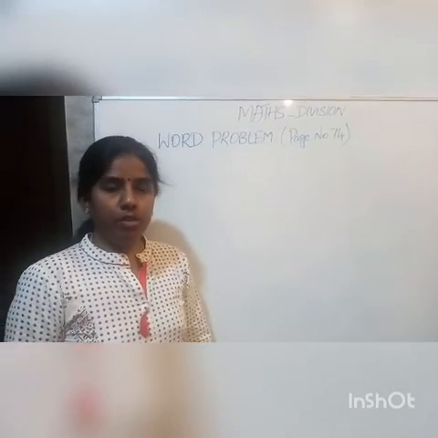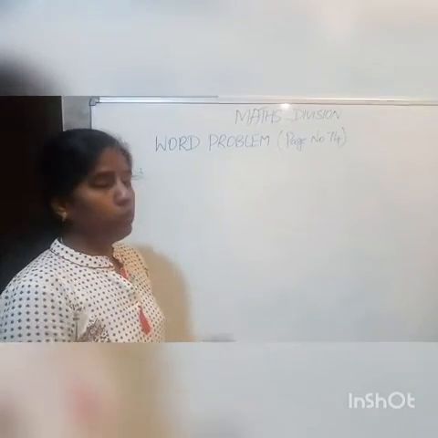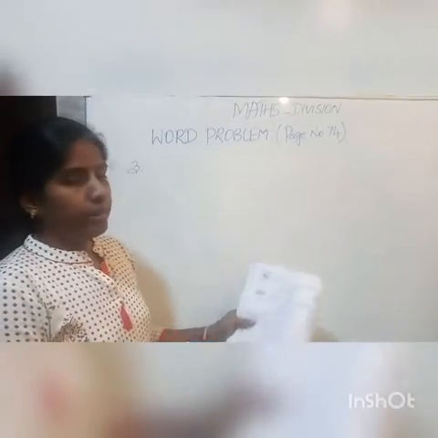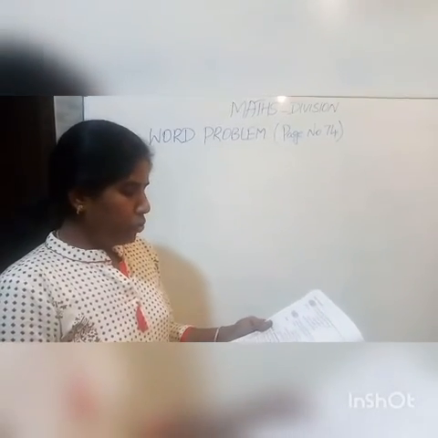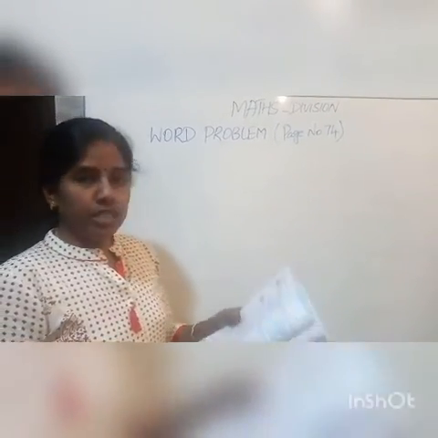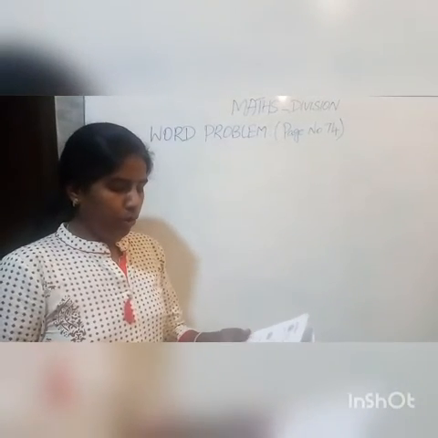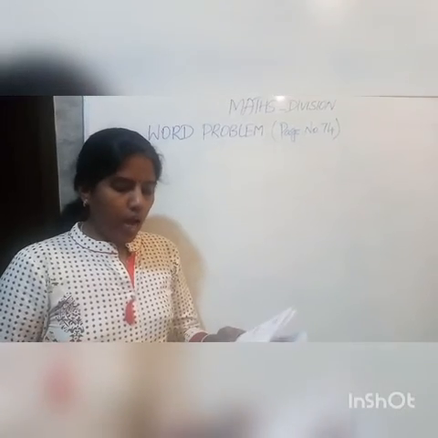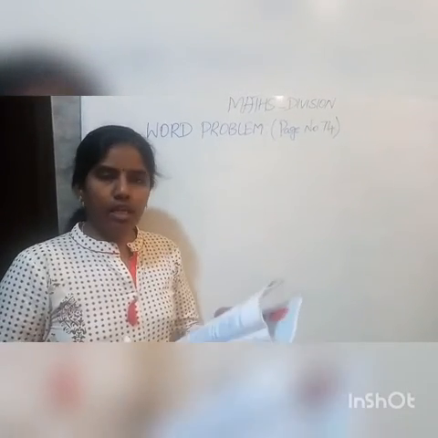After the long division method, next we move on to the word problems that we have in the chapter division. So page number 74. Now let us do the third sum which is given in this chapter, in this word problem. There are 48 bicycles in 4 rows. How many bicycles are there in each row?